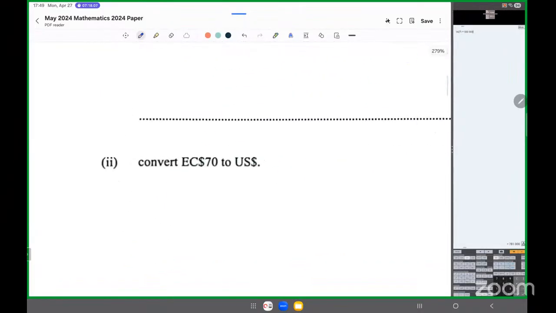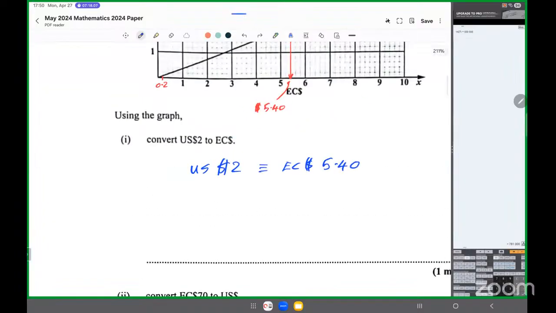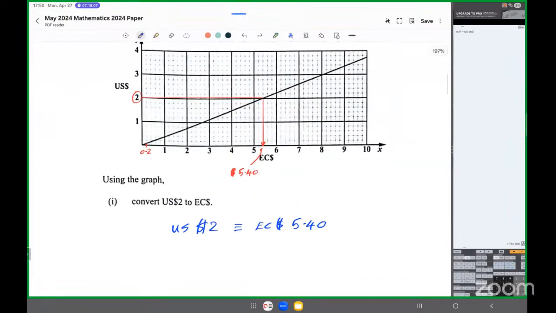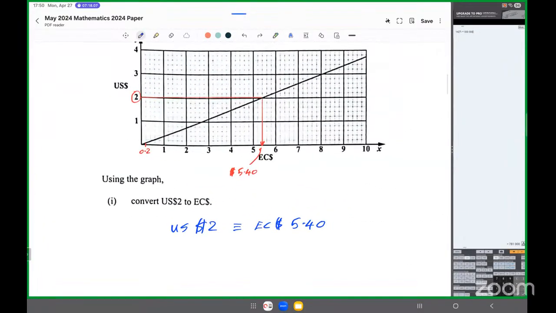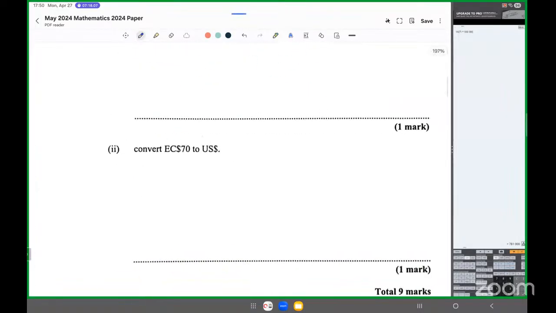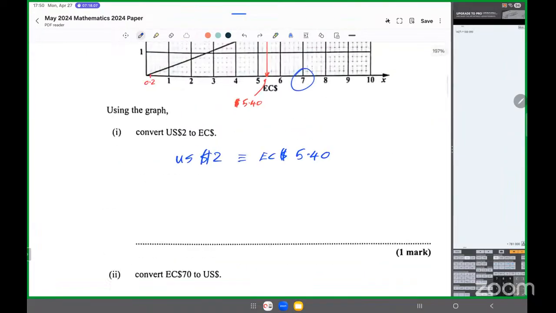Next question, we must convert 70 EC dollars to US dollars. But if you look at the graph, there is no 70 on it. But what we can do is just find what 7 is and then multiply it by 10. Make sense? Find what 7 gives you and then multiply it by 10. Because I want 70. The graph doesn't have any 70 on it.